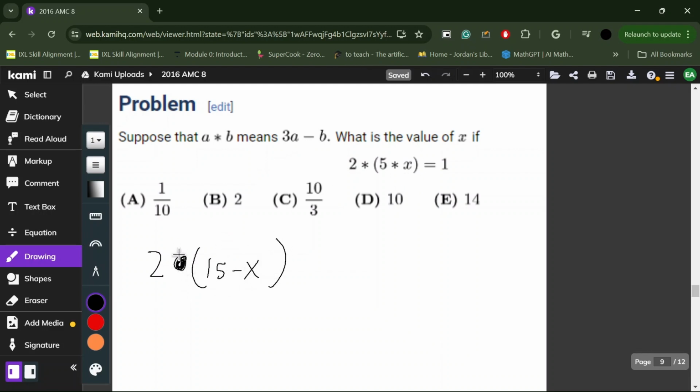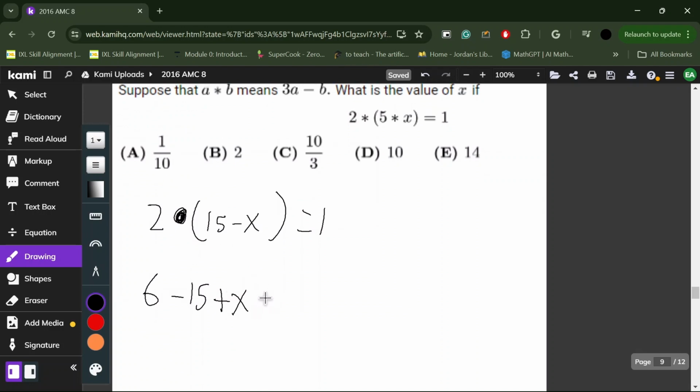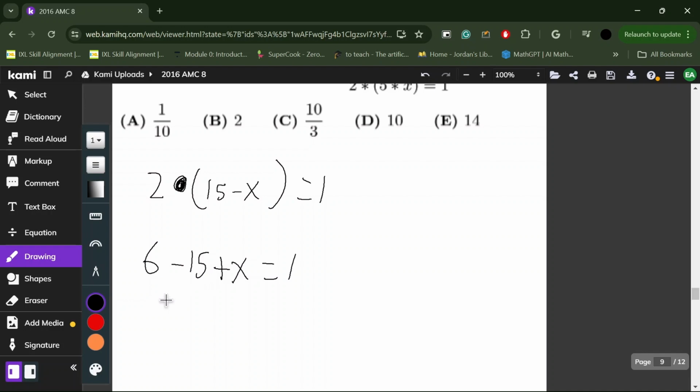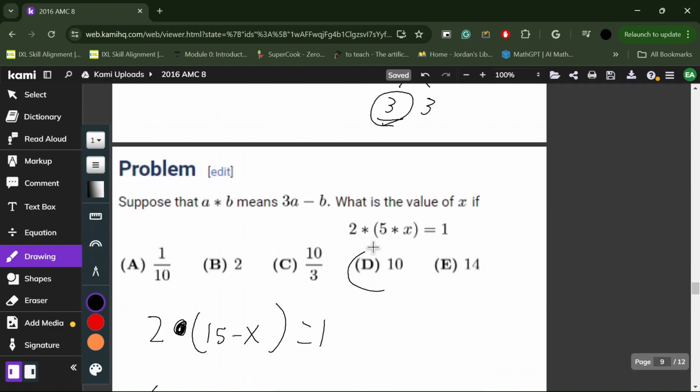Then we have to do 3A for this, so we get 6 minus 15. And you may think minus X, but that's not actually what you would do. You would do plus X because of 2 negatives we can make a positive. So you get that's equal to 1. 6 minus 15 is equal to negative 9 plus X equals 1. Then you add 9 to both sides to get X is equal to 10. So that is our answer, D.